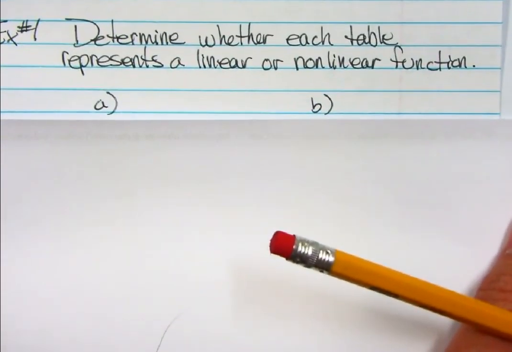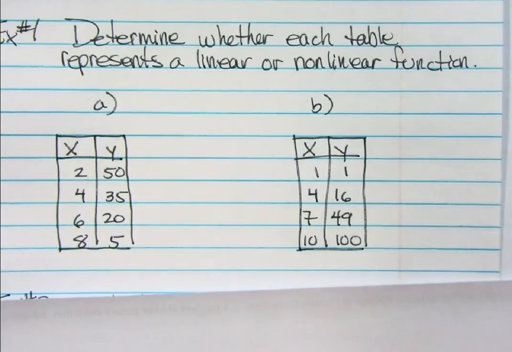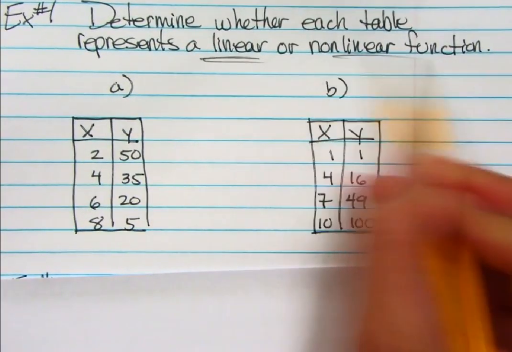All right, next, example number 1. Determine whether each table represents a linear or nonlinear function. Okay, so here we go. We're taking a look at some tables. We're going to figure out whether this is a linear or nonlinear function.